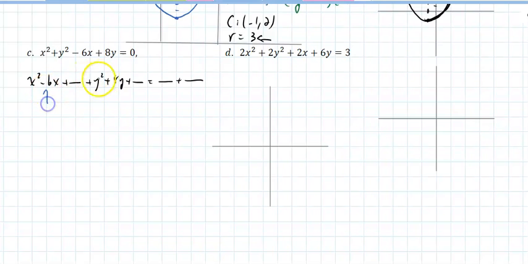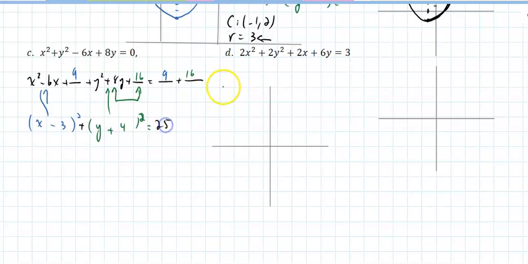If I take half of the middle number, which is 3 or negative 3, when I square it, that becomes a 9. And if I take half of the middle number, which is 4, and I square it, I get a 16. So this becomes a perfect square. That's why it's called completing the square. X with that sign, the number before I squared it was a 3. As for the y's, I'm going to get a perfect square. Y with that sign, the number before I squared it. And 9 plus 16 is 25. So I have a center of 3, negative 4, and a radius of 5.